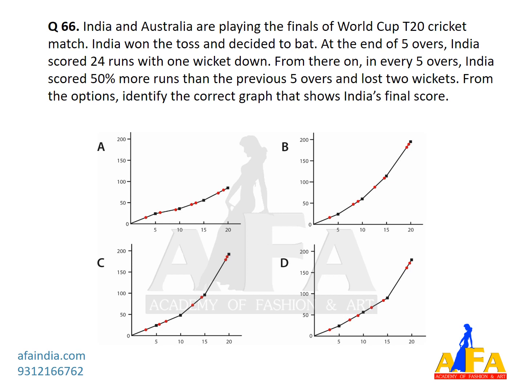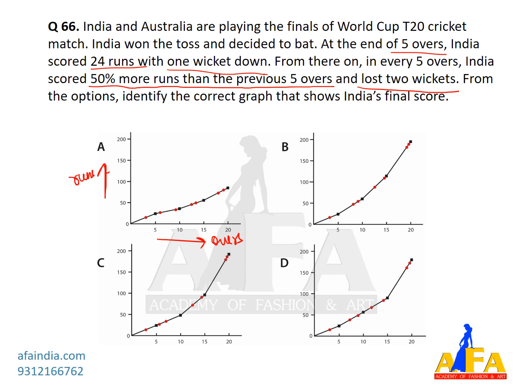Question number 66: India and Australia are playing the finals of the World Cup T20 cricket match. India won the toss and decided to bat. At the end of 5 overs, India scored 24 runs with 1 wicket down. From there on, in every 5 overs, India scored 50% more runs than the previous 5 overs and lost 2 wickets. From the options, identify the correct graph that shows India's final score. So here 4 graphs are given, A, B, C, D options. Here you can see these are the overs and these are the runs.